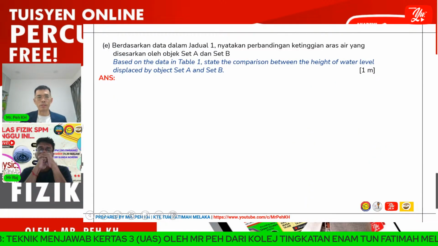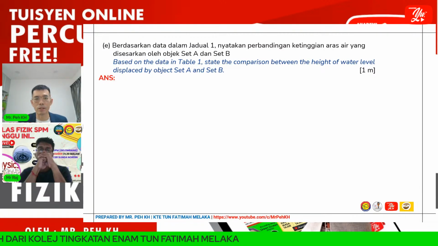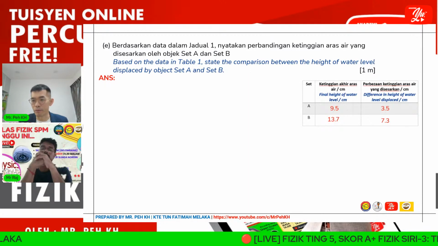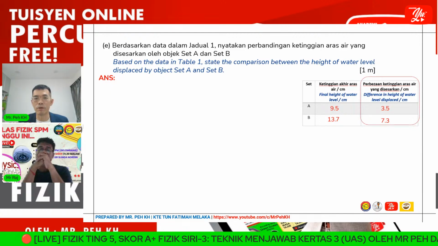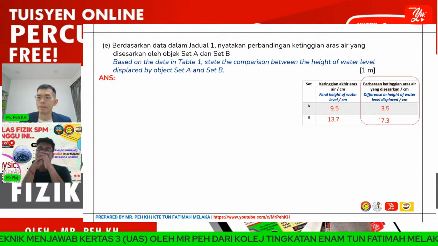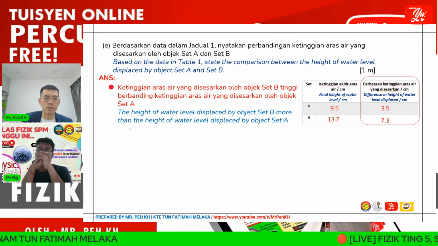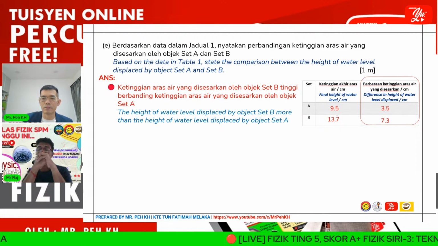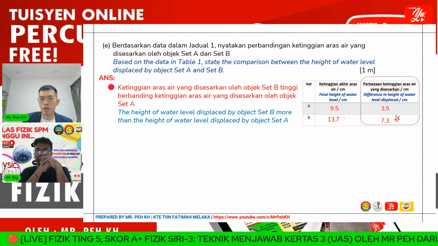Okay, so the next here will be E. Based on the data in Table 1, state the comparison between the height of water level displaced by object set A and B. So again, we refer to our data. Here we just refer to the height of water displaced because we want to compare A and B. There will be 3.5 and 7.3. So it's very clear that set B is greater than A, right? So your answer: the height of water level displaced by set B is more than the height of water level displaced by the object in set A.